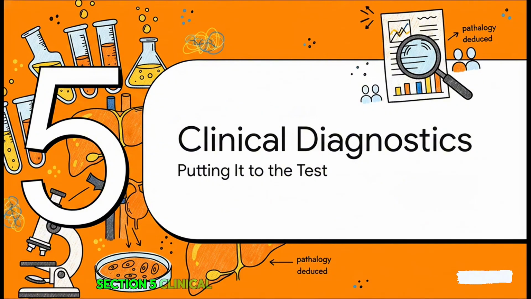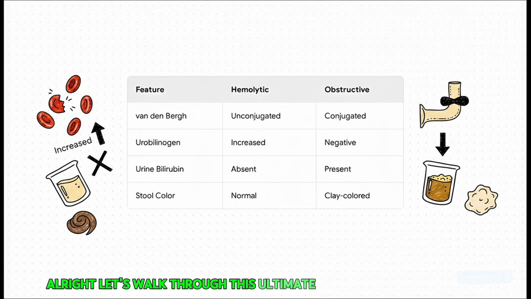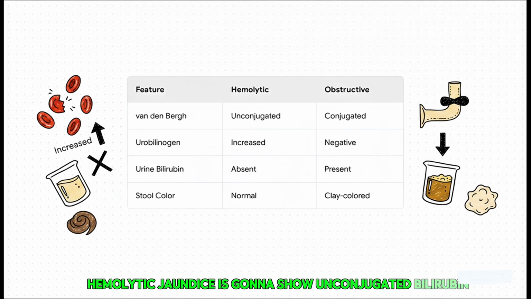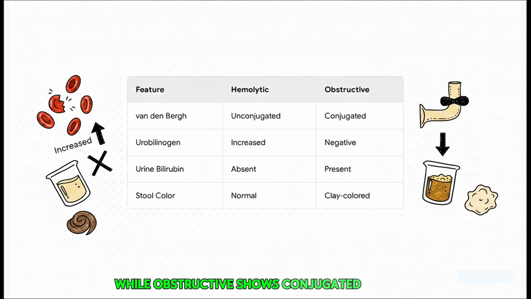Section 5. Clinical diagnostics, putting it all to the test. All right, let's walk through this ultimate diagnostic table step by step. This is where your physiological understanding actually pays off on the wards. If we run a van den Bergh blood test, hemolytic jaundice is going to show unconjugated bilirubin, while obstructive shows conjugated. Makes sense. But look closely at the urine and stool.